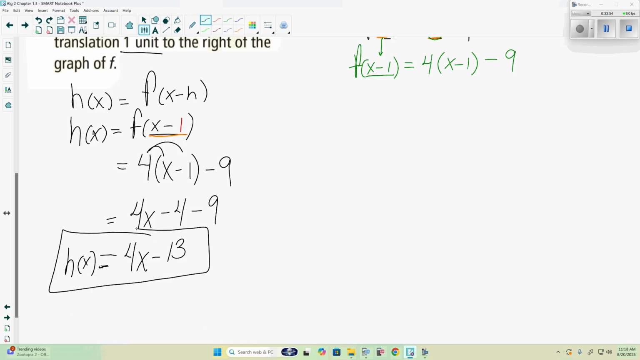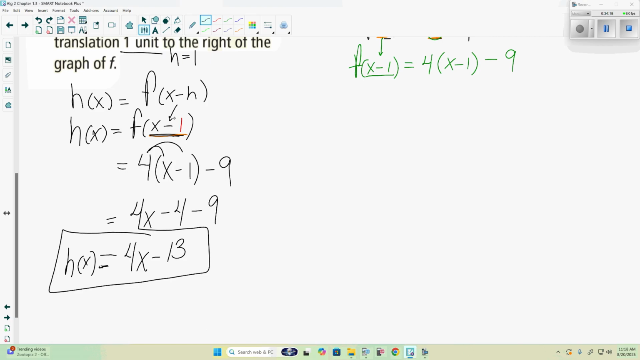So 1 unit to the right, for how we got here, because 1 unit to the right, we're saying that this value of h is indeed positive 1, because right is going to be positive 1. So we plug that positive 1 in, which does give us x minus 1. Does that make sense?